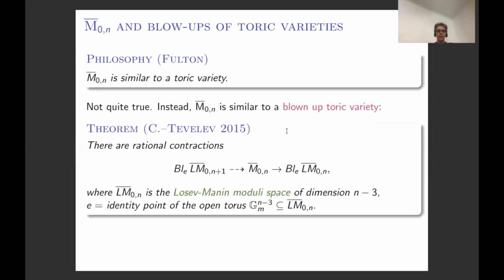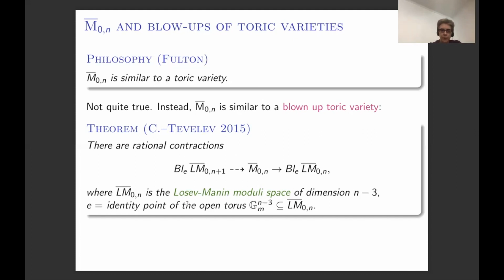For example, for M0,n bar, you can prove that M0,n bar is similar to the blow-up of a particular toric variety, namely the Losev-Manin moduli space. And we blow up the identity point of the open torus. So there is a way to squeeze M0,n bar in between two rational contractions. One is to the blow up of a toric variety of the same dimension. This is just a blow up map. And then the other one is you take the Losev-Manin space of dimension one higher, and there is a rational contraction from its blow up into M0,n bar. This is a result with Julien Tevelev from 2015.